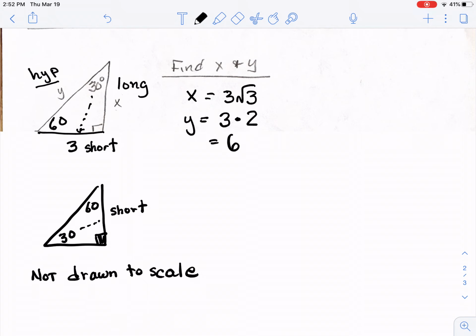Let's say this time I don't know the short side. I do know the hypotenuse, let's say. The hypotenuse is going to be 14. And I'm going to call the short side x and the other side, which we know is now the long side, y. So I'm going to find x and y.